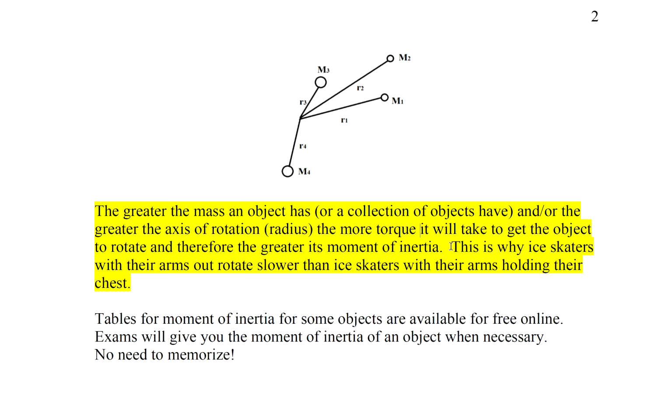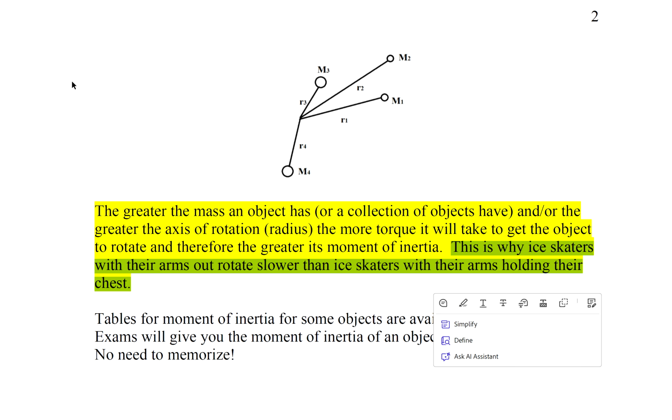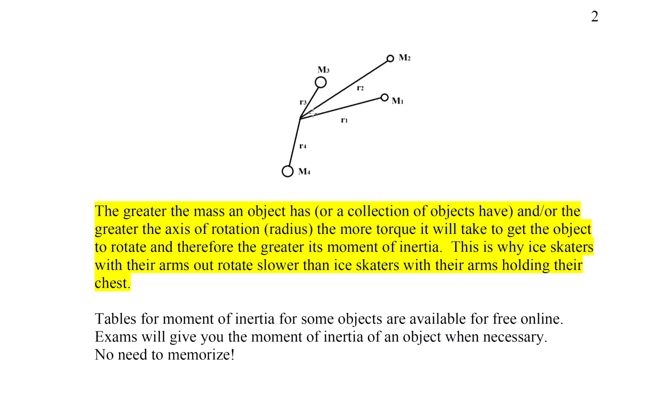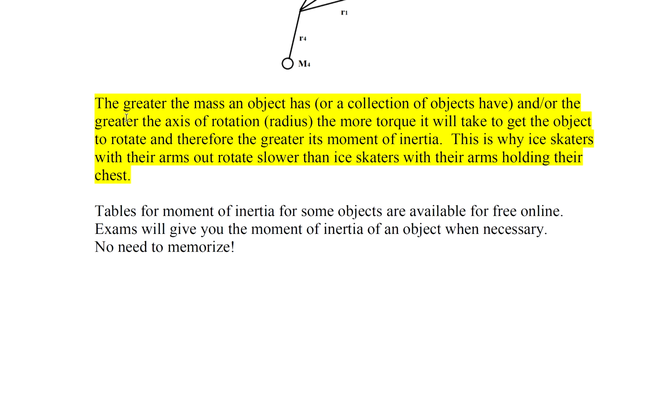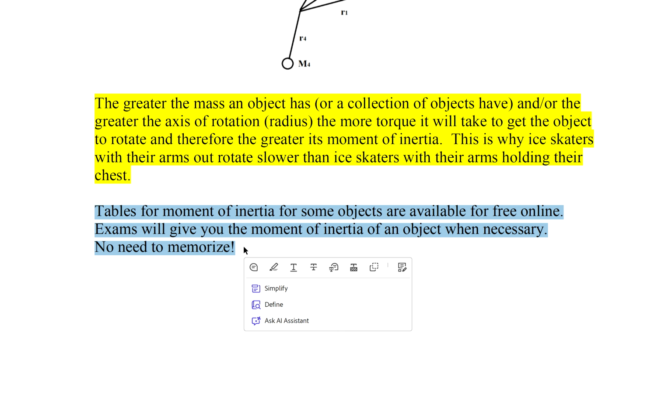Now this is why ice skaters with their arms out rotate slower than ice skaters with their arms holding their chest. So if all of this mass was towards the center, the moment of inertia will be a smaller number than if all of the mass were going outside. Tables for moment of inertia for some objects are available for free online. Exams will give you the moment of inertia of an object when necessary, no need to memorize.